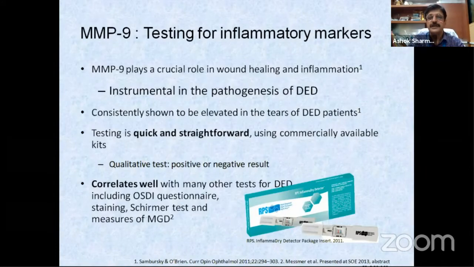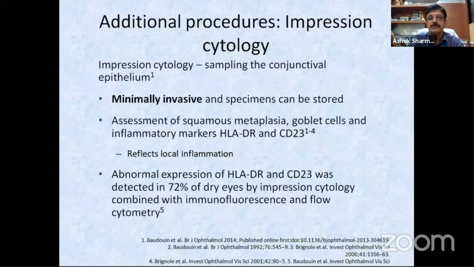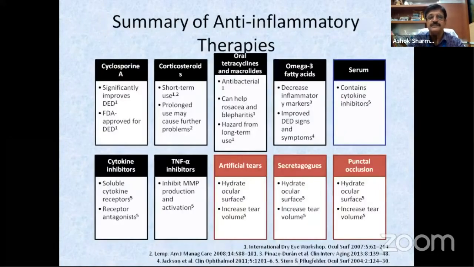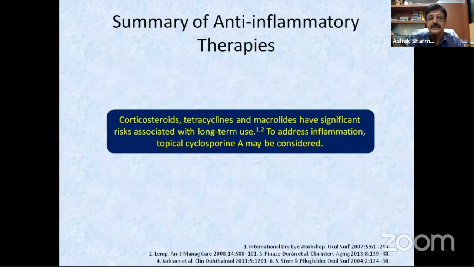As pointed out earlier by Dr. Rao, MMP9 is a major marker and we can quantify it. After quantifying, we can also use it as a marker for deciding whether this patient can be put on immunomodulation or not. A non-invasive procedure like impression cytology is another one. Whatever measure we may use for the treatment of dry eye, all these have an anti-inflammatory effect directly or indirectly.